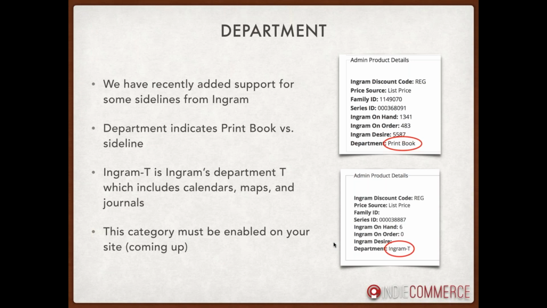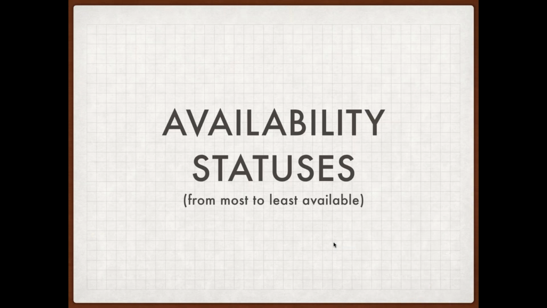Department is the last item here in this product details field set. And department is there because we've recently added support for some sidelines from Ingram, and we're looking at adding support for other sidelines in the future. And this field helps you know when you're looking at a record on your site which department it's part of. So by default, it will say print book. We just recently included the department T at Ingram, which includes things like calendars, maps, and journals. And you have to turn this category on specifically on your site, which we're going to talk about in just a minute.